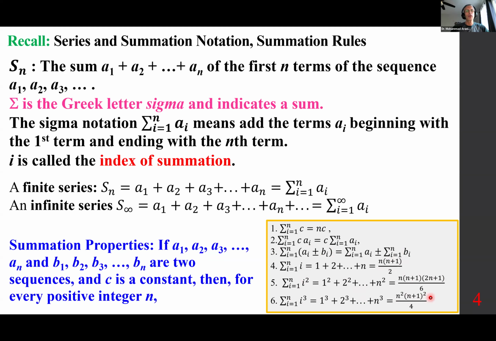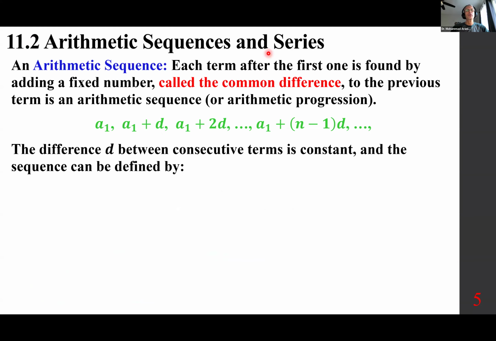And now let's get to the arithmetic sequence and series, the new stuff. 11.2, arithmetic sequence and series. In an arithmetic sequence, each term after the first one is found by adding a fixed number called the common difference to the previous term. It is an arithmetic sequence or arithmetic progression.